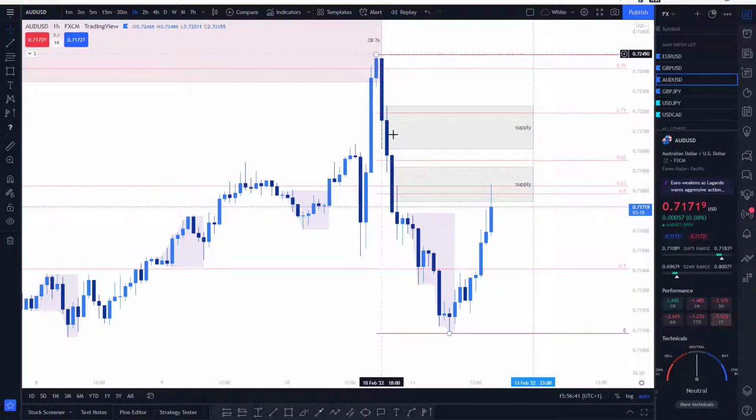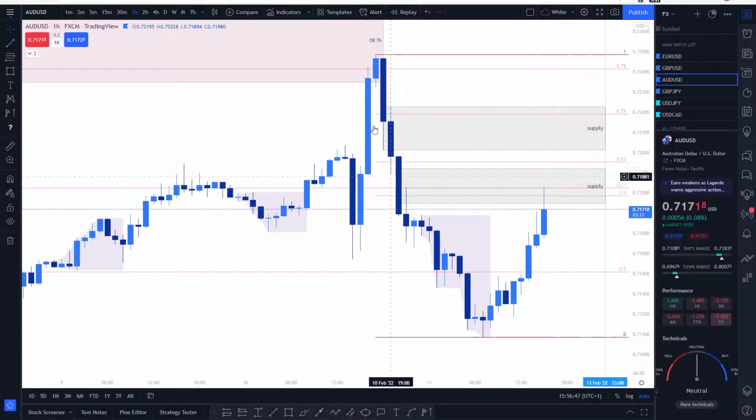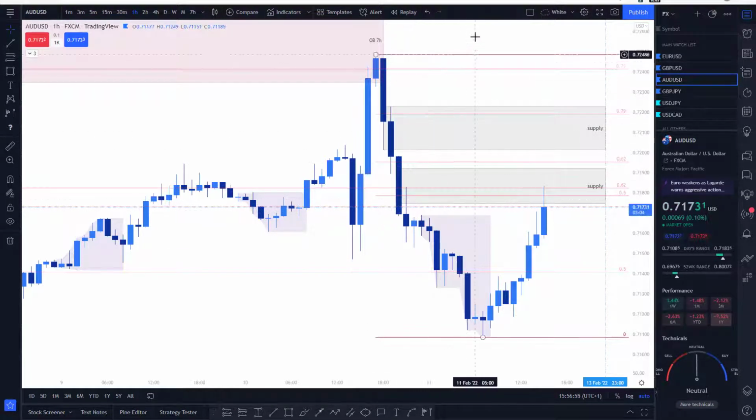So the move up and the sudden move down, and there's no liquidity in between to make a slow pullback to then allow the price to go higher. Okay.